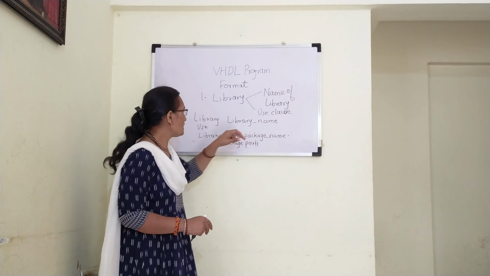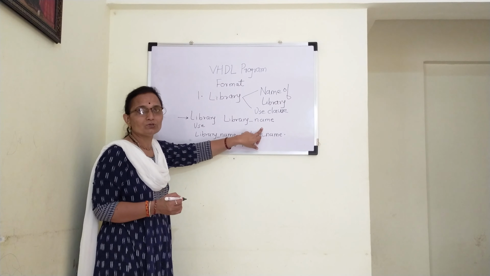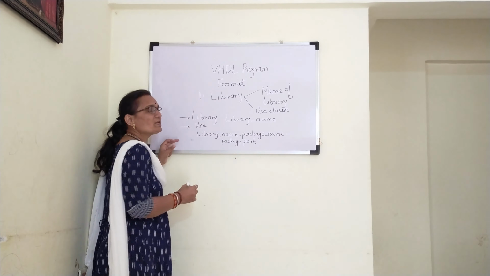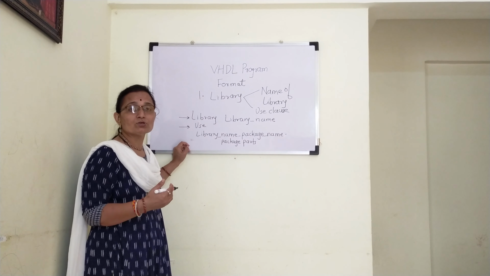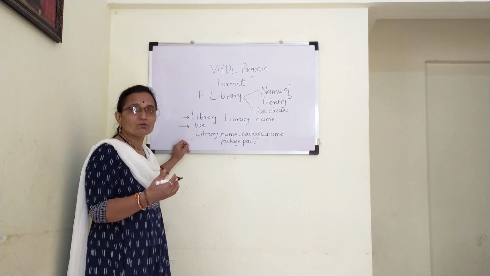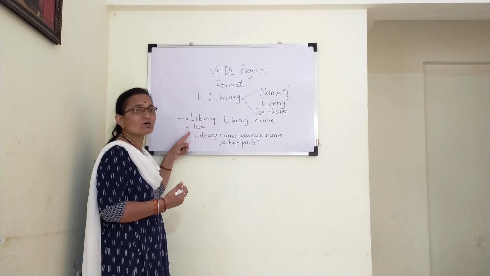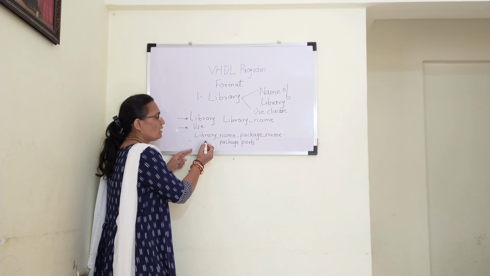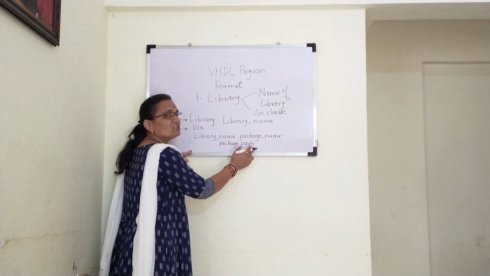That's why the first line of any declaration of library is library and the library name. What is the name of the library you are going to use in your program? And second is how you are going to use that library, meaning what kind of packages you are going to use, what kind of data types you are going to use, what kind of data objects you are going to use. Every piece of information is available in the package. That's why a use clause is used. How to write a use clause? For that purpose: library_name.package_name.package_parts.